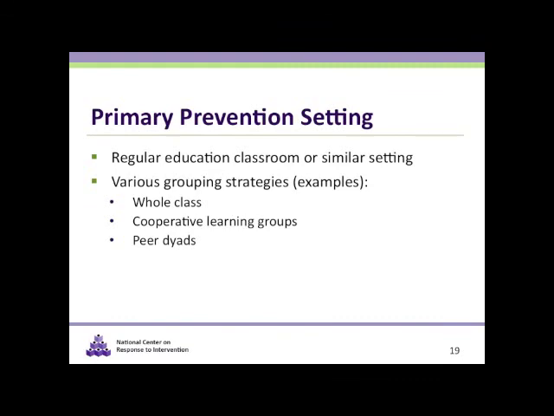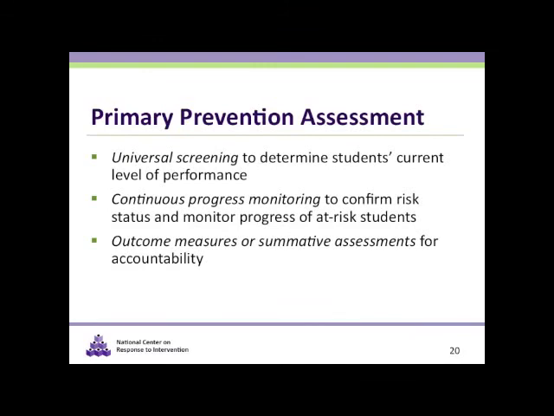The setting for primary prevention is the general education classroom or a similar setting. Various grouping strategies such as the whole class and cooperative learning groups are used. Ongoing data drives instructional decisions in the primary prevention. This includes universal screening, which is used to determine students' current level of performance, continuous progress monitoring to confirm risk status and monitor progress of at-risk students, and outcome measures or summative assessments for accountability purposes.